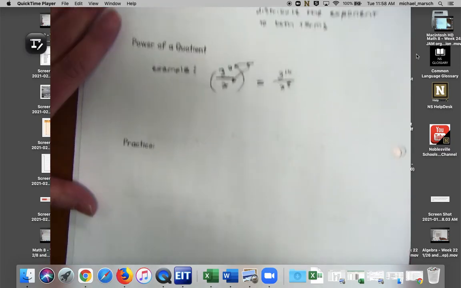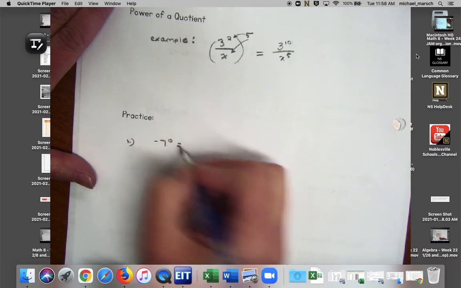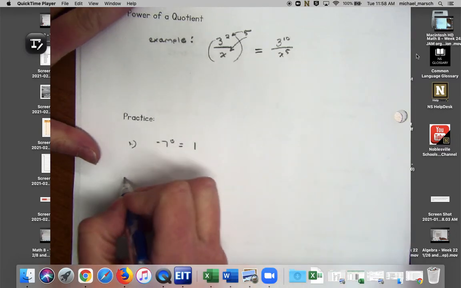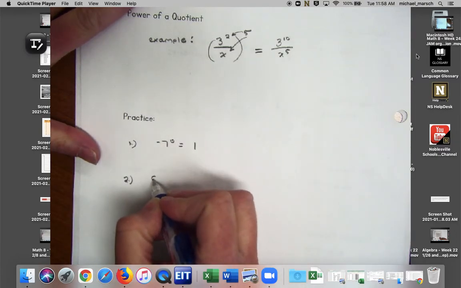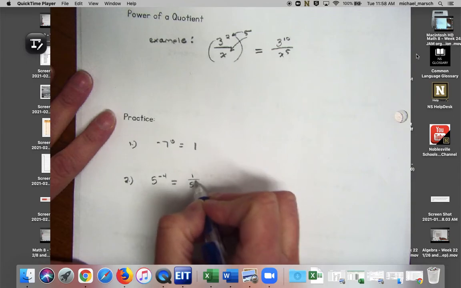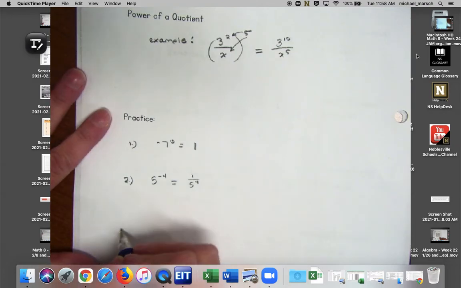All right, let's do some practice. Let's apply all this wisdom we just gleaned here. Negative 7 to the 0 power. 1. Oh, you guys, good. Five to the negative 4th power. 1 over 5 to the 4th. Great. What if I said your answer can't have exponents? What would you have to do with that 5 to the 4th power? 5 times 5 times 5 times 5, and you'd get 625. Yeah. Okay.